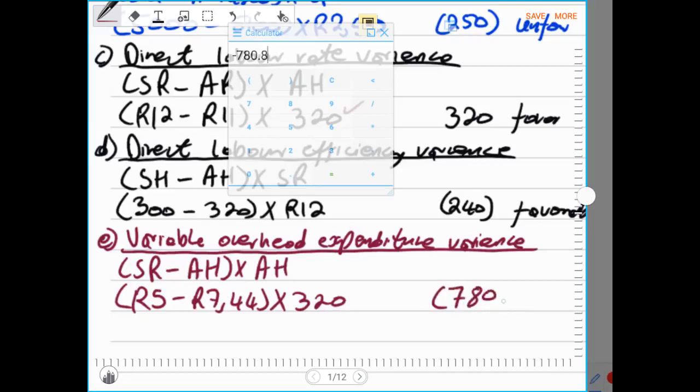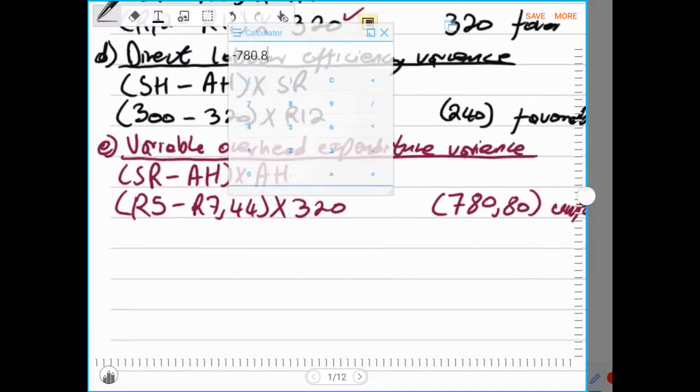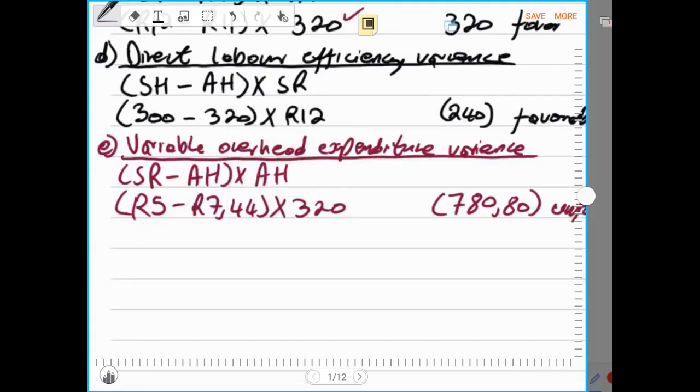We have 780.80. And also this variance is unfavorable. We paid more actual overhead than we expected or than we budgeted.